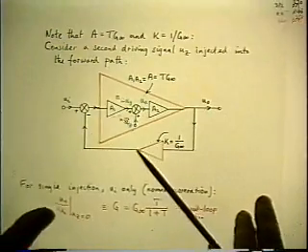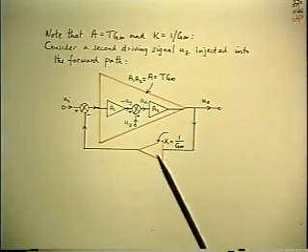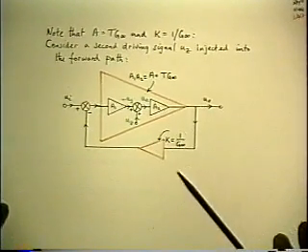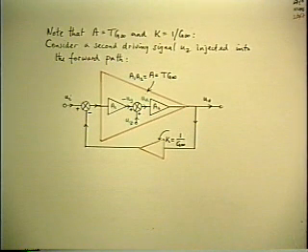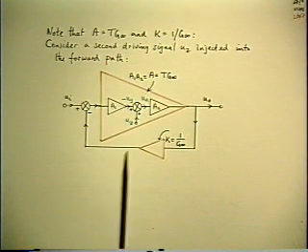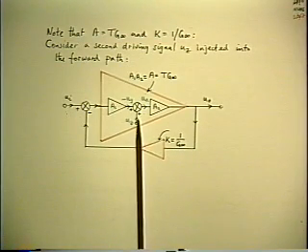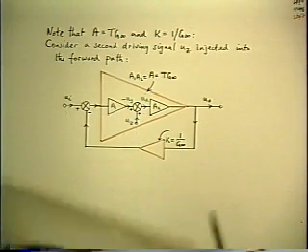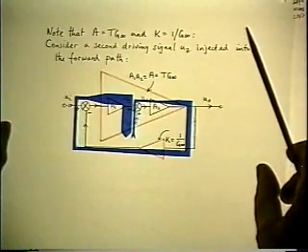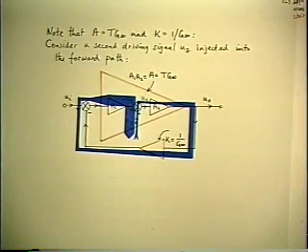Now, we've already seen how you can use the same configuration to find the loop gain. To find the loop gain, you make the input signal 0 and you inject the test signal UZ. And the signal distribution now looks like this.